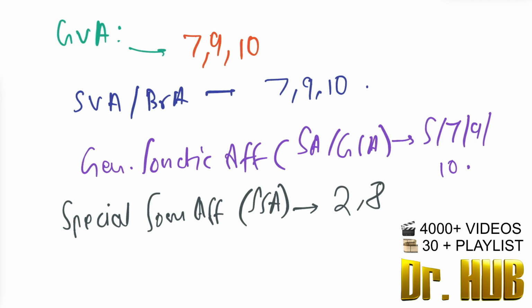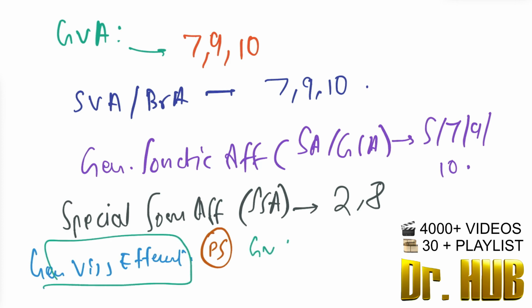Another thing to note is that the GVE, the general visceral efferent, represents the parasympathetic supply. So all cranial nerves having parasympathetic fibers have this component. What is this component? That is the GVE component.